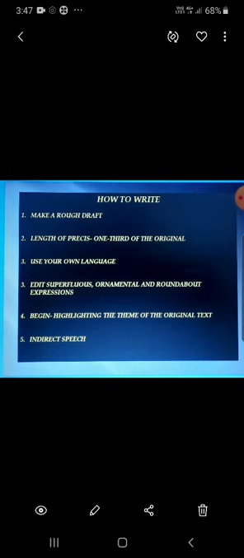Further, always remember that you have to write a Precis in indirect speech, third person and past tense. Remember, in indirect speech, third person and past tense. Except when the original writing is about some contemporary problem or it describes some eternal truth, then you can use the present tense. Okay. Next point is art of compression.